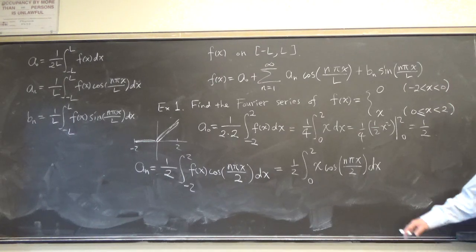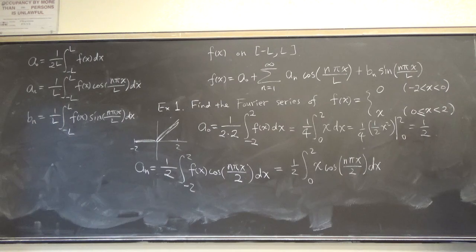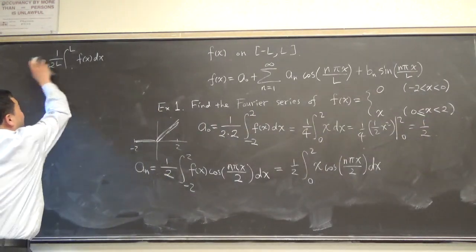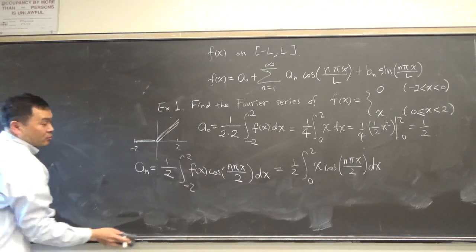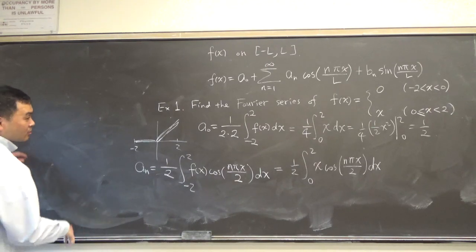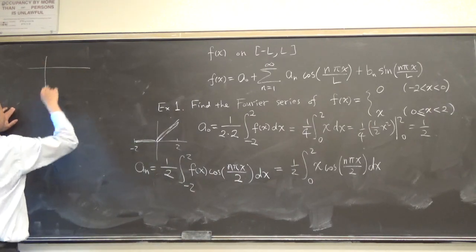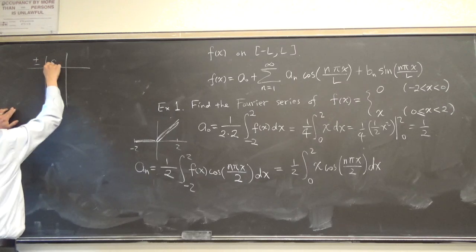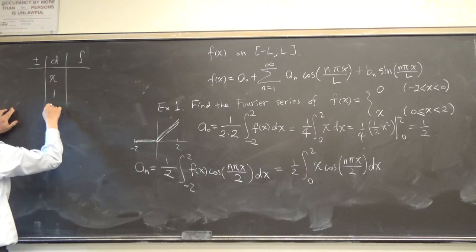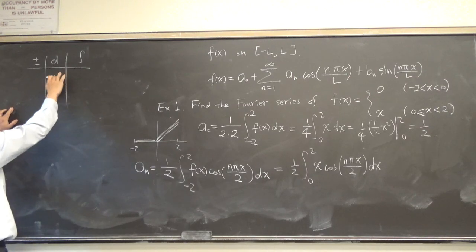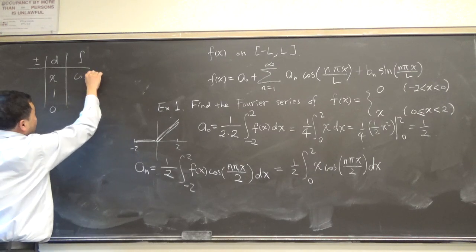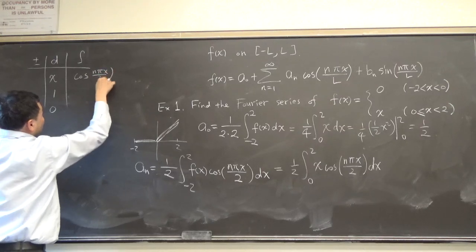Okay, so that means we have to do the tabular integration. Plus minus, derivative and integral. x, 1, and then 0. You differentiate x, you get 1. Differentiate 1, you get 0. Cosine n pi x over 2.